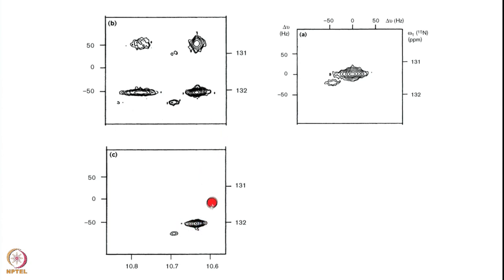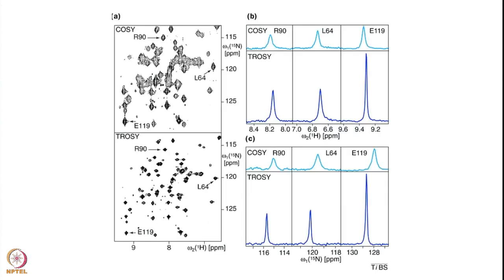This is the so called TROSY spectrum, and you will have only one peak here. This is much sharper in intensity and much larger. We will see that example immediately in the next slide. See here. So this is the normal HSQC spectrum. It is also called as COSY because it is the N15 proton correlation spectrum. But you see, this is the normal HSQC spectrum, which is looking like this.